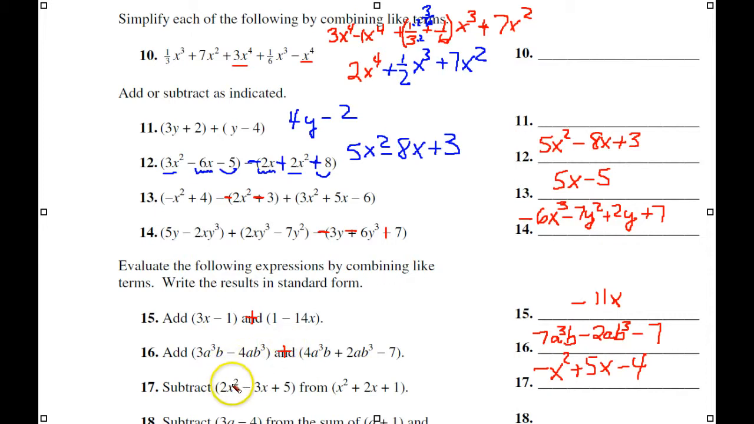Now, here's where it gets tricky in number 17. Because what are they saying to do to this? And the answer is subtract. So think of a big negative sign here in front of that parenthesis. Well, you change this sign, change this sign, and change this sign, and now just add them together. You don't have to put this one after that. Just change these signs and add like terms.